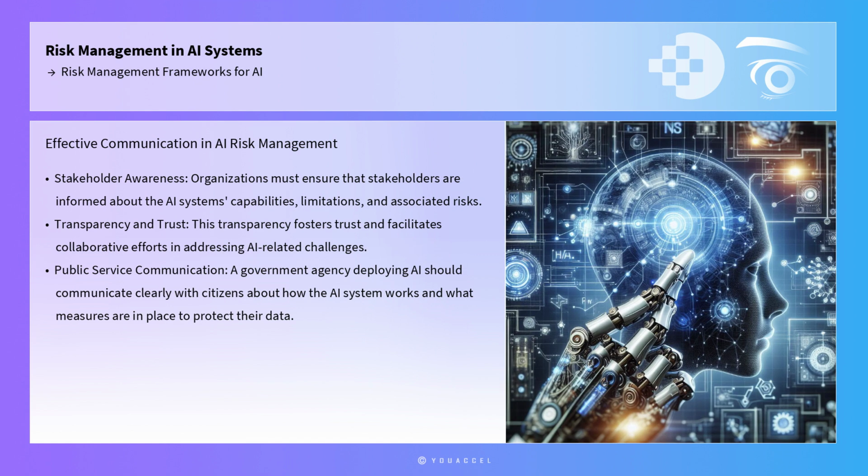Effective communication is also crucial in managing AI risks. Organizations must ensure that stakeholders, including employees, customers, and regulators, are informed about the AI system's capabilities, limitations, and associated risks. This transparency fosters trust and facilitates collaborative efforts in addressing AI-related challenges. For example, a government agency deploying AI for public services should communicate clearly with citizens about how the AI system works and what measures are in place to protect their data.